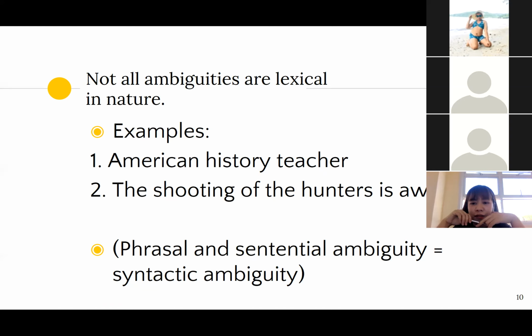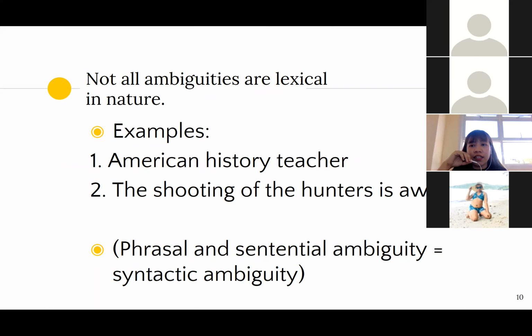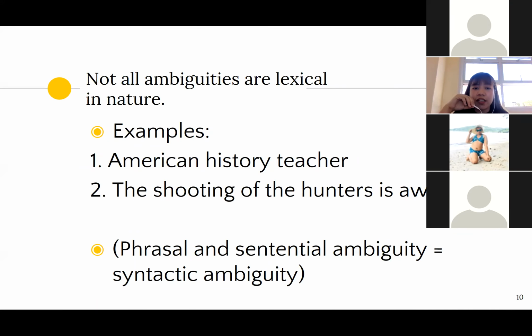Okay, sige. Thank you. So those are interesting interpretations as well. So tama. So we have there the interpretation that the teacher, the history teacher, the history teacher's nationality rather is American. Another interpretation that we have is that the teacher is teaching American history. Kumbaga. So karo ba siya? So we have there two interpretations.